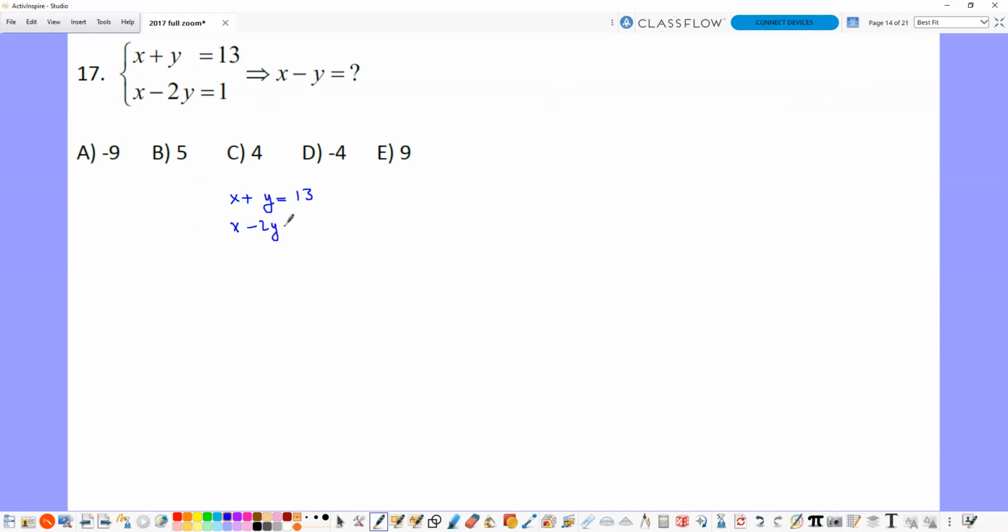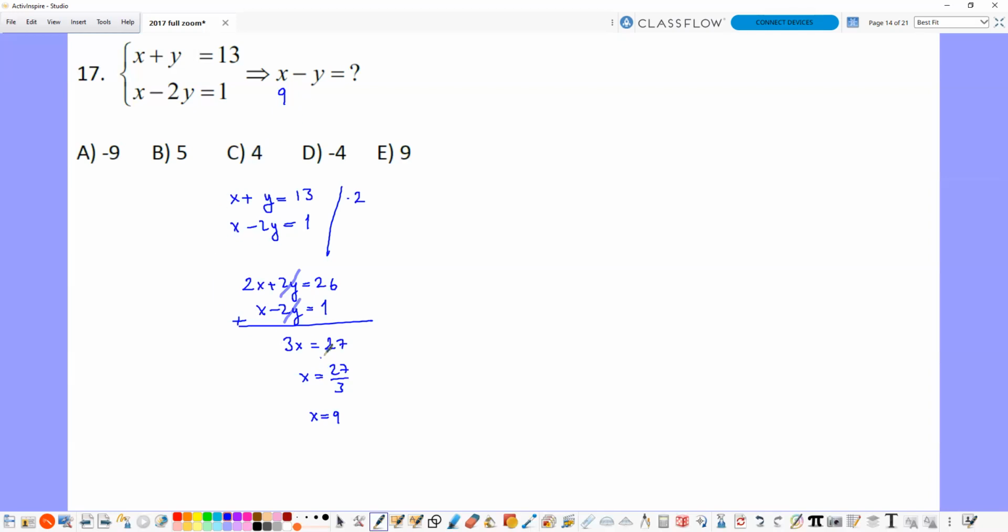x minus 2y is equal to 1. So I'm going to multiply this one by 2, which is equal to 2x plus 2y is equal to 26. And x minus 2y is equal to 1. The sum, when you simplify the y values, x plus 2x is equal to 3x, and 26 plus 1 is 27. So x is equal to 27 divided by 3, x is equal to 9. So the first value is 9.